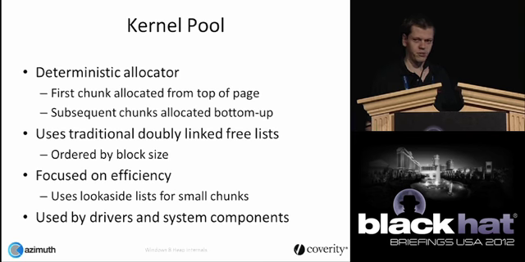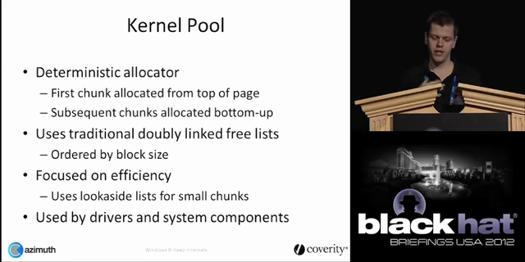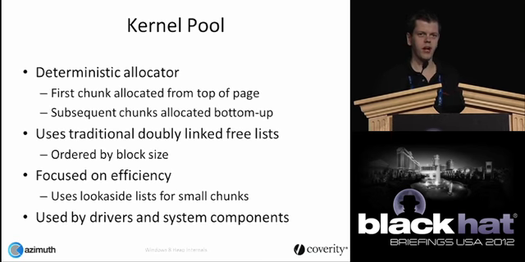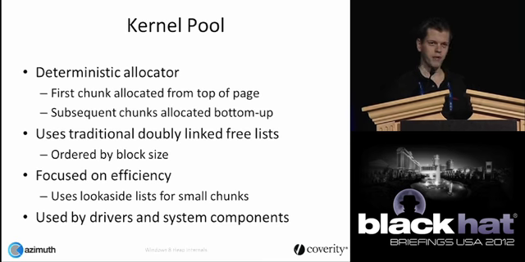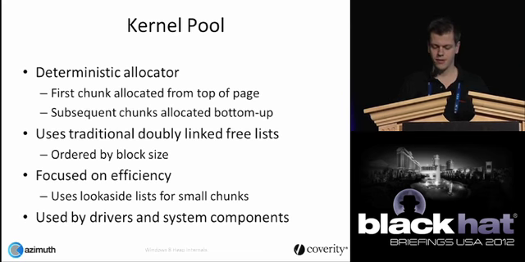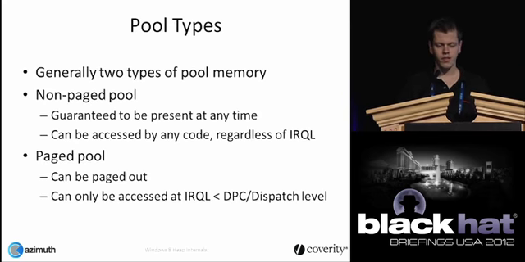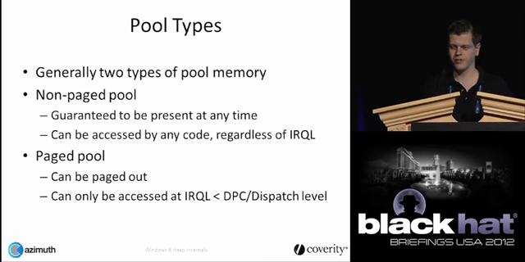Just to introduce the kernel pool briefly, it's more of a deterministic allocator, so you allocate from the beginning of a page and then subsequent chunks are allocated bottom up. It uses traditionally doubly linked free lists. These are ordered by block size. It's very focused on efficiency, meaning that it uses Lookaside lists, tries to use CPU cache, et cetera, and the kernel pool, if you're not familiar with it, is used by pretty much all third-party drivers and system components, the kernel itself, for dynamically allocating memory. So there's basically 2 pool types.